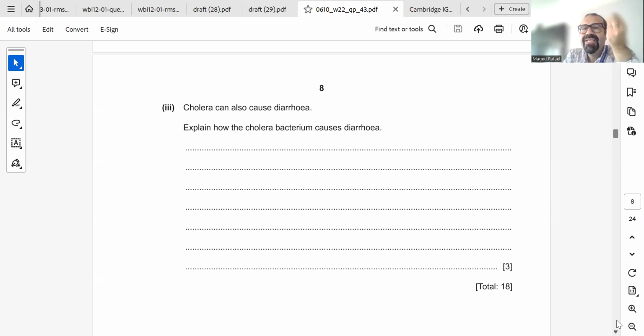So if I wrote this, I will take more than 3 marks. Of course there's no such thing, but I clarified everything related to this question. Please remember this way, because any question related to cholera and how cholera causes the diarrhea will need this answer.